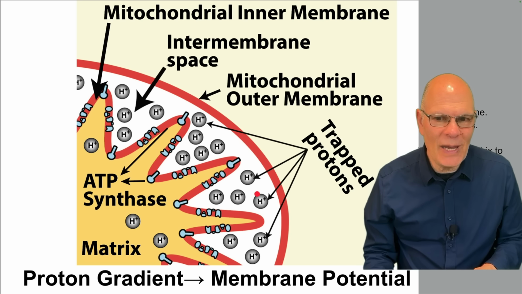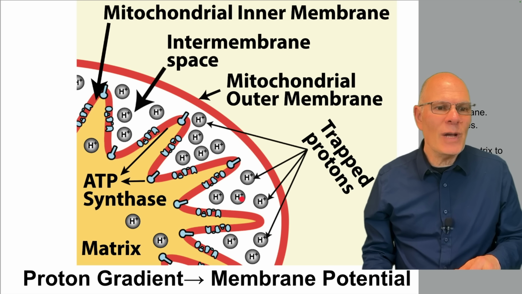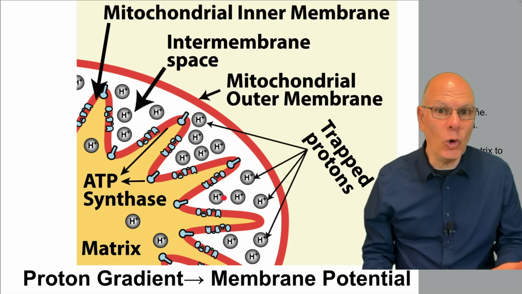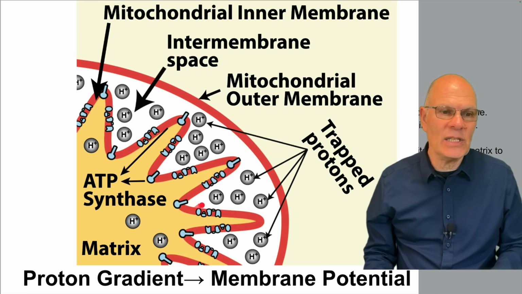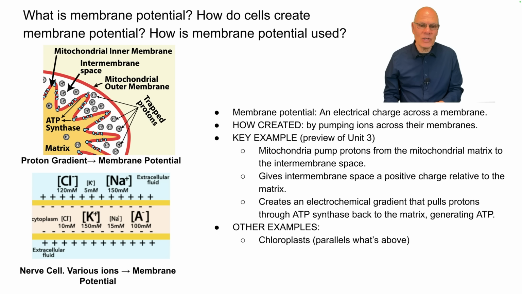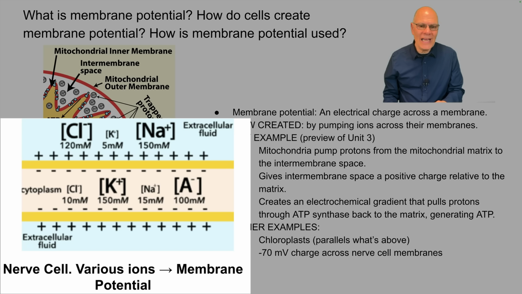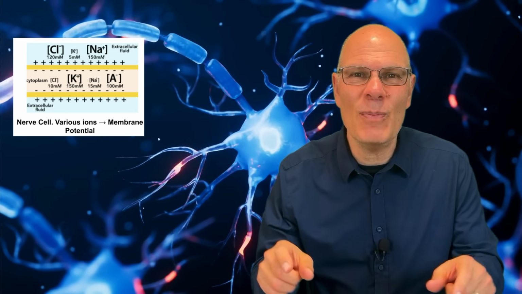That gives the intermembrane space a positive charge relative to the matrix. It has all these protons inside of it. And that creates an electrochemical gradient, a voltage difference. And that pulls protons through this channel, it's called ATP synthase, back into the matrix, and that powers the creation of ATP. Some other examples, chloroplasts do pretty much exactly the same thing. And there's also a 70 millivolt charge across the membranes of nerve cells. That makes nerve impulses possible, and that's how I am able to think and teach biology, and how you are able to learn it. Is biology mind-blowing or what?